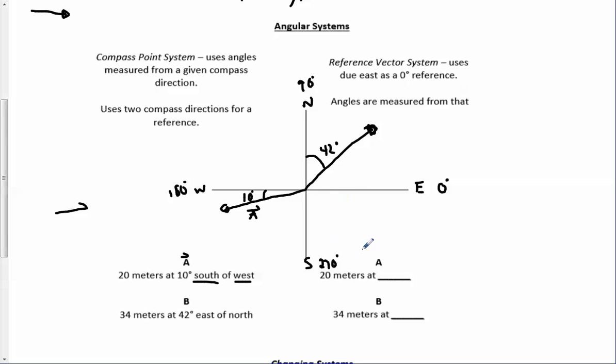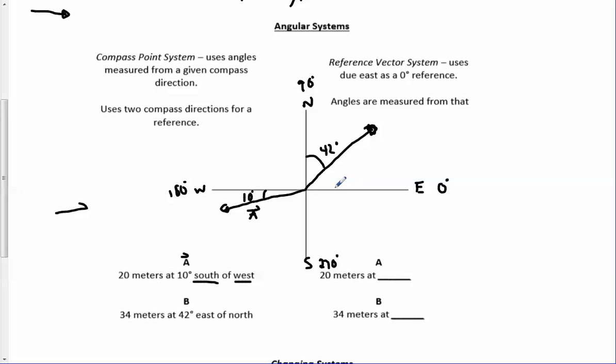Now, if I want to use the reference vector system, which we'll use a little bit, but we're going to use the compass point system more, and this is what will be on your Regents exam. If I'm using the reference vector system, we'll basically have a number that is between 0 and 359 degrees.